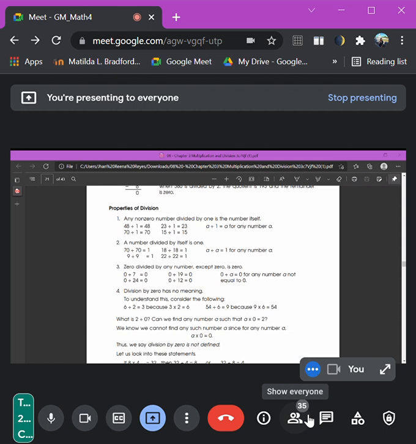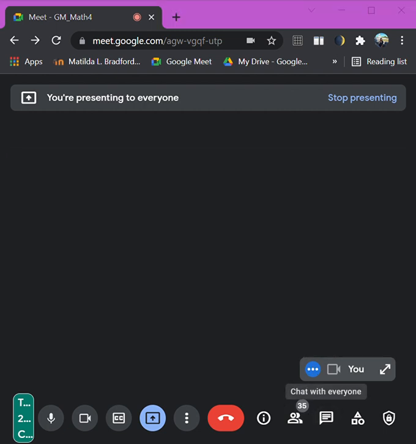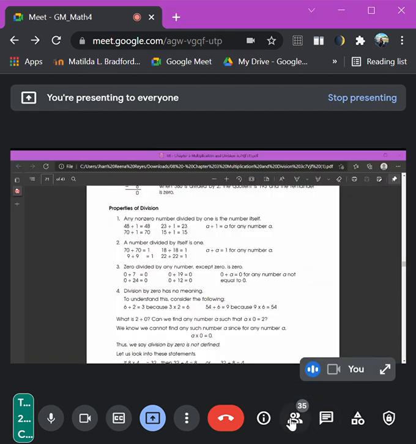A number divided by itself is 1. Okay, a number divided by itself is 1, or that is equivalent to 1. So you have there 70 divided by 70, that is equivalent to 1. Basta same ra gani siya og dividend and divisor, your quotient is equal to 1. Now let's go to number 3.